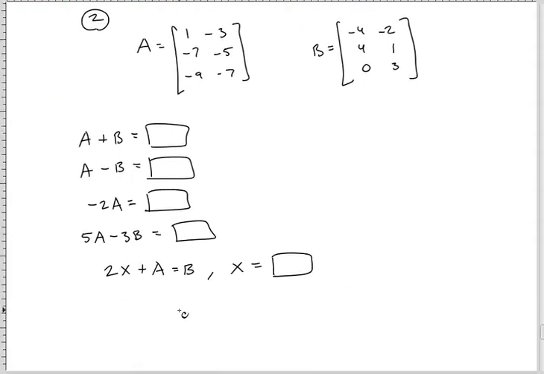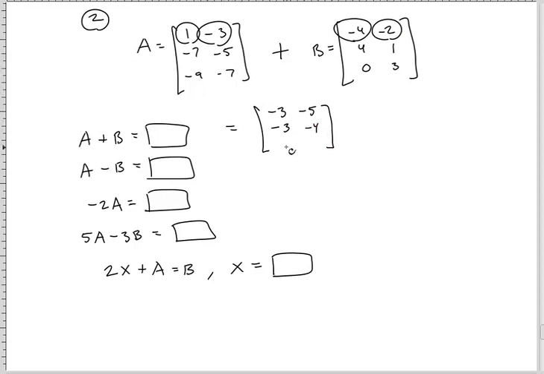The next one's a little bit bigger. We have an A and a B, and they want you to add, subtract, multiply, and even solve an equation. If you put a plus sign between them, you have a 3 by 2 plus a 3 by 2, which makes a 3 by 2. So 1 plus negative 4 is negative 3. Negative 3 plus negative 2 makes negative 5. Negative 7 plus 4 is negative 3. Negative 5 and 1 makes negative 4. Negative 9 plus 0 is negative 9. And negative 7 plus 3 is negative 4. There's your answer.